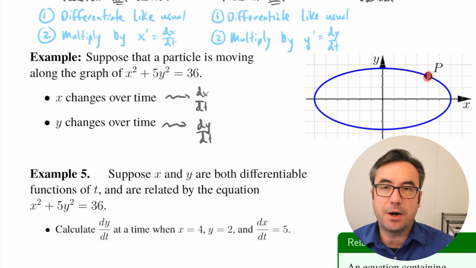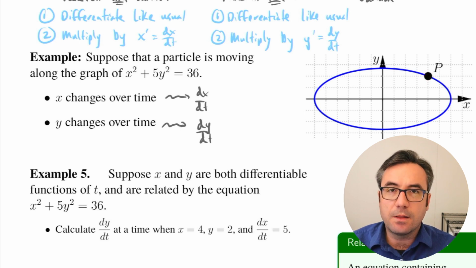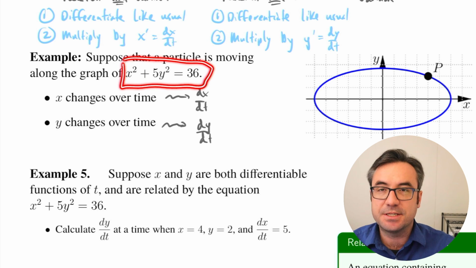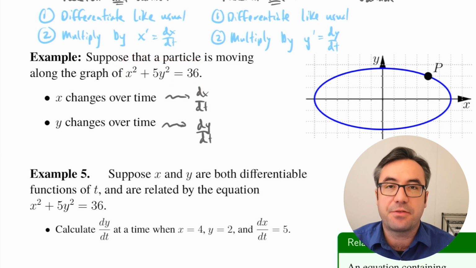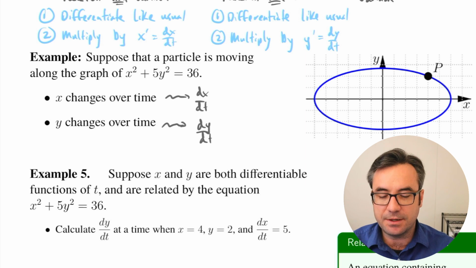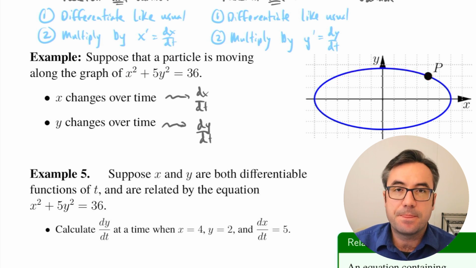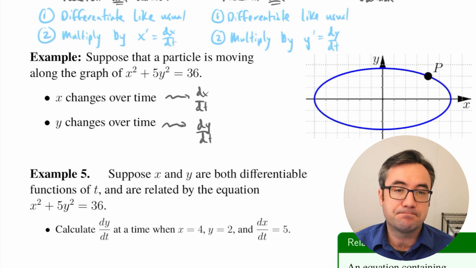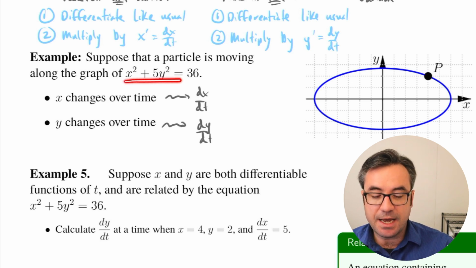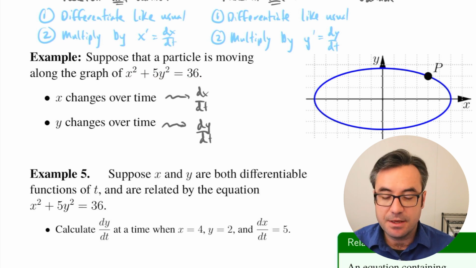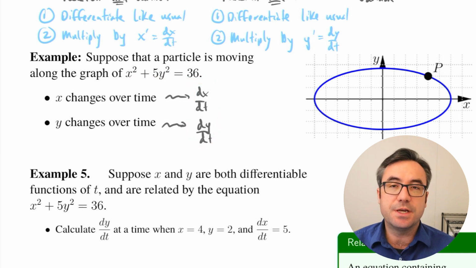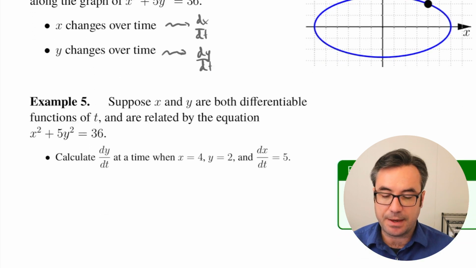This particle is going to be moving along the curve. What this equation does is tell us only the path of the particle. But then we introduce this third component, this time component, which gives us the motion around this ellipse. That's what we're going to see: how to calculate these derivatives using our implicit differentiation technique. So let's actually work with that.